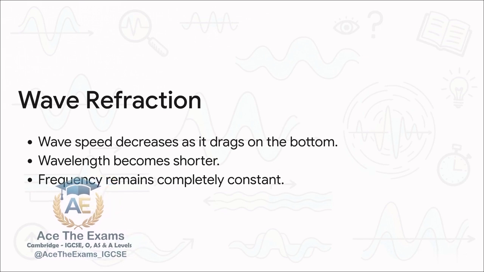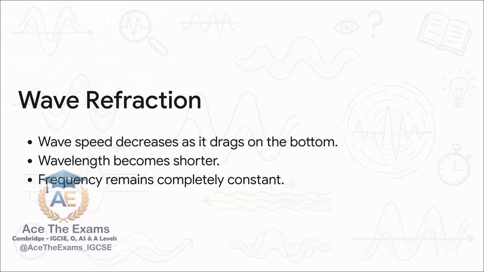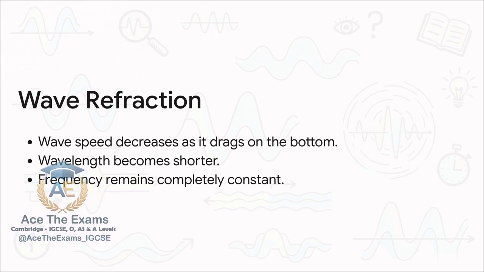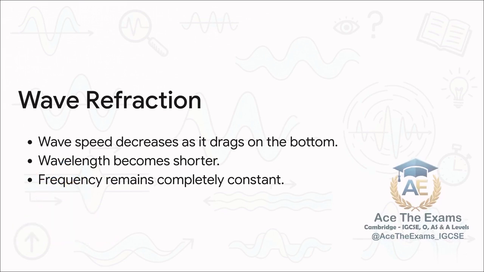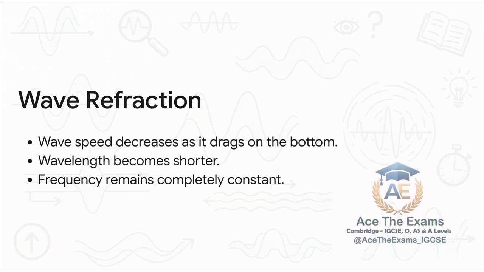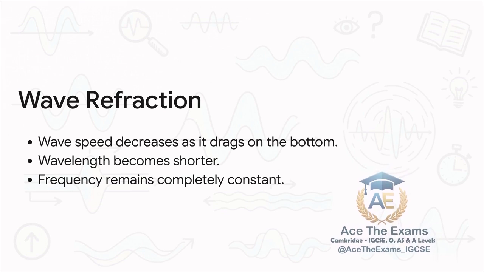Third, and this is the ultimate, incredibly common trap where thousands of unprepared students lose a mark every year, the frequency remains completely constant. Let's do a quick find the flaw exercise here. Imagine our student Alex wrote, the wave slows down over the block, so naturally fewer waves hit the block per second, meaning the frequency drops. That sounds logical, right? But it would get a massive red cross from the examiner.